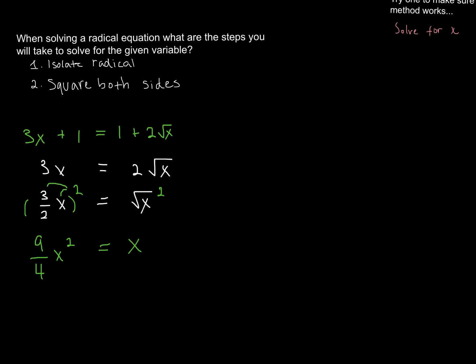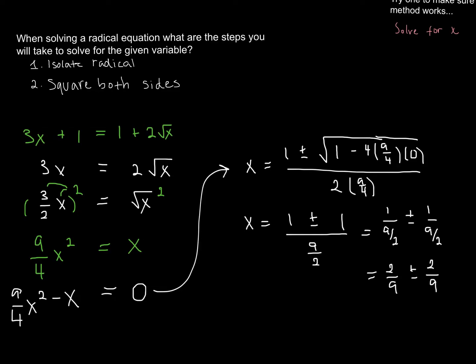And so if you set a quadratic equivalent to 0, you can use the quadratic formula. So I'm going to subtract x from both sides, and I'm going to end up with 9/4 x squared minus x equals 0. And so now I can go use my quadratic formula to solve this, and I want you to pause the video and go give that some practice, and we'll take a look at the answer in just a couple of seconds.